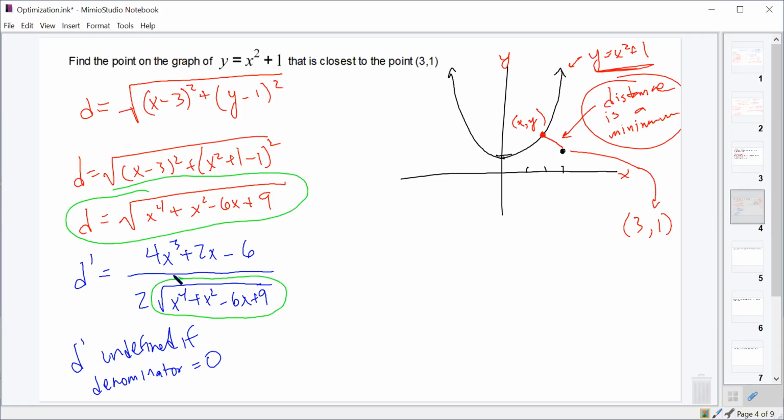So our derivative is undefined at any x values that would make the distance equal 0. Are there any values that make the distance between 3, 1 and the parabola 0? No, because this point is not on the parabola. If this point was on the parabola, then there would be a point that made the distance 0, but there is not. So we can ignore this, because we know that d cannot equal 0 in the context of this particular problem. Everybody okay with that?